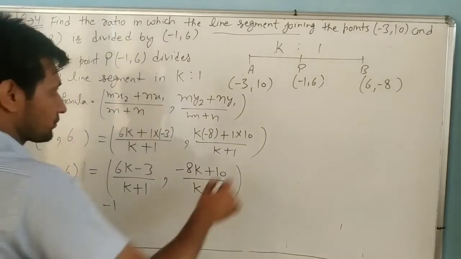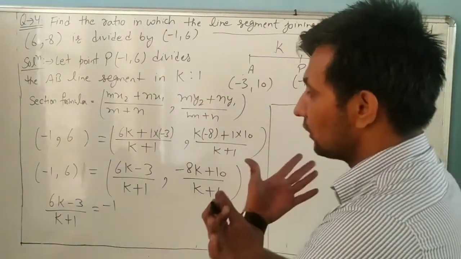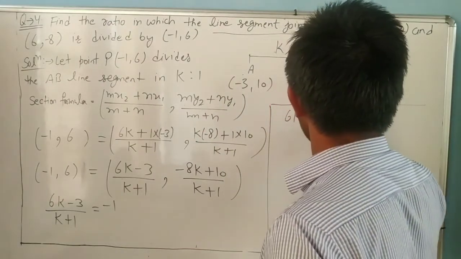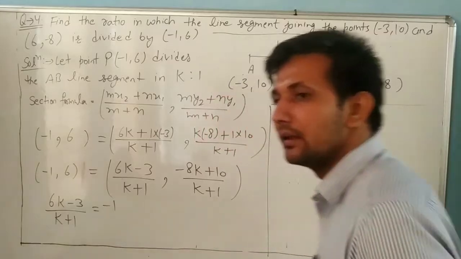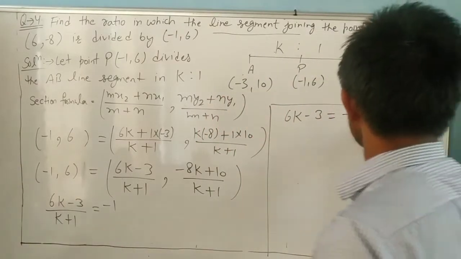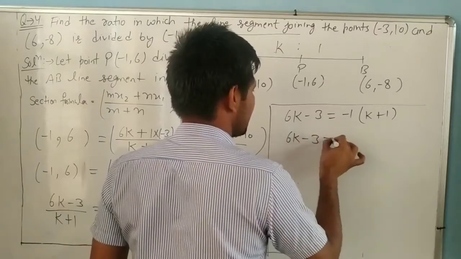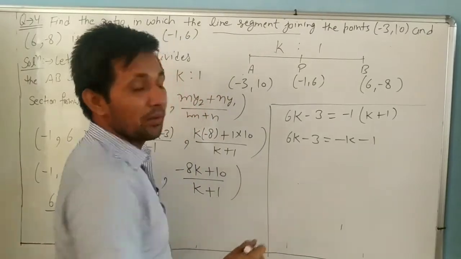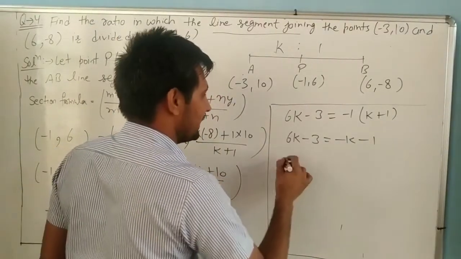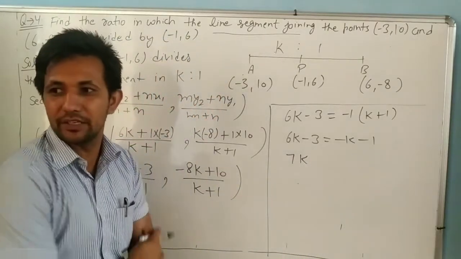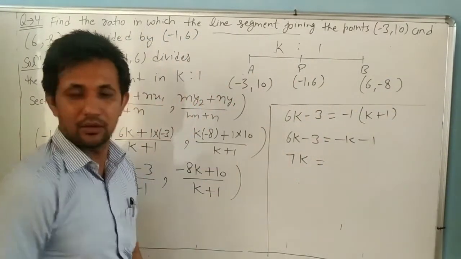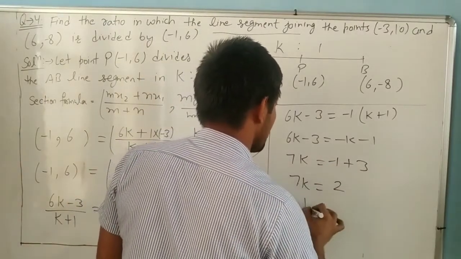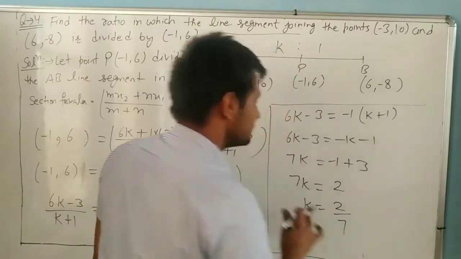So what we will do? Look at here. We will cross multiply: k plus 1 multiplied by 6k minus 3. Now minus 1 multiplied by k plus 1. Negative into positive, negative. Negative into negative, negative. We want to find the value of k, so k to the other side, positive. 6k plus k is 7k, and minus 3 to the other side, positive, minus 3 plus 3. 7k equal to 2. So the k value is 2 by 7.